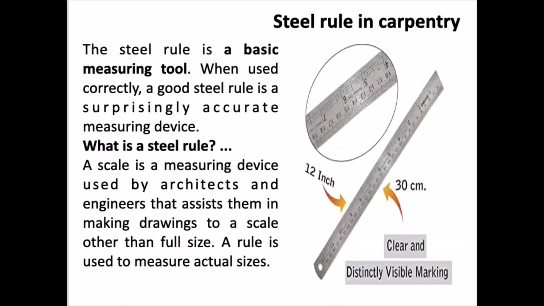Now another tool is the steel rule used in carpentry, right? You might have observed here, the steel rule is a basic measuring tool. Here is another steel rule used in carpentry. You may have come across this kind of steel rule. As we know already, the steel rule is a basic measuring tool, and when used correctly, it is a surprisingly accurate measuring device, you can say.